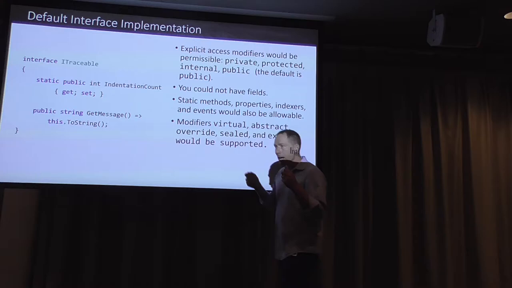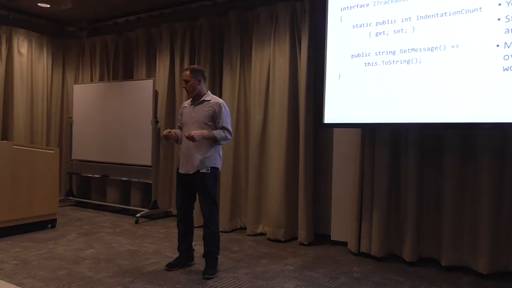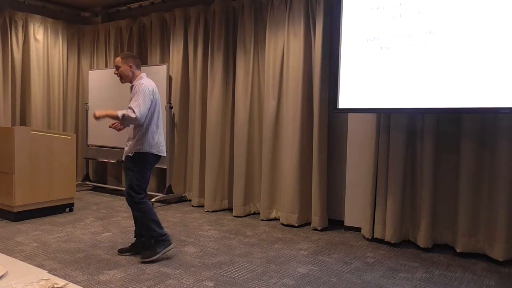If you go ahead and add a member to an interface and somebody has implemented your interface, they will no longer compile. That's bad. However, if we allowed you to have a default implementation on an interface method that you added to an existing interface, you would still compile. Now, you may still throw a not implemented exception. You can do whatever you like, but you still will compile.